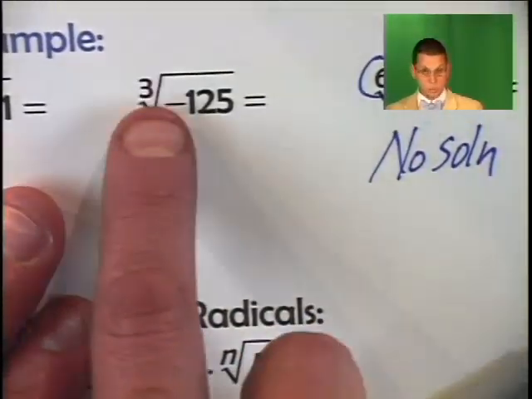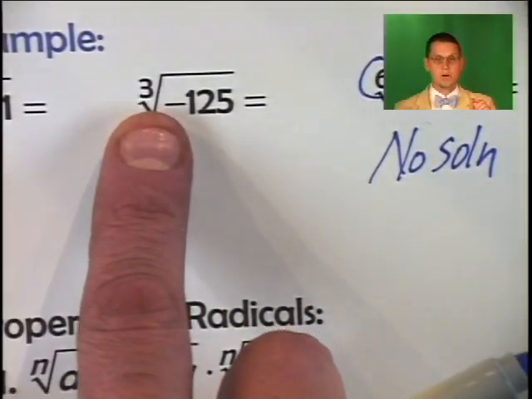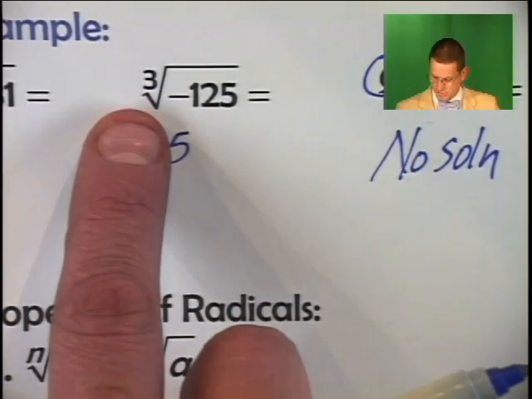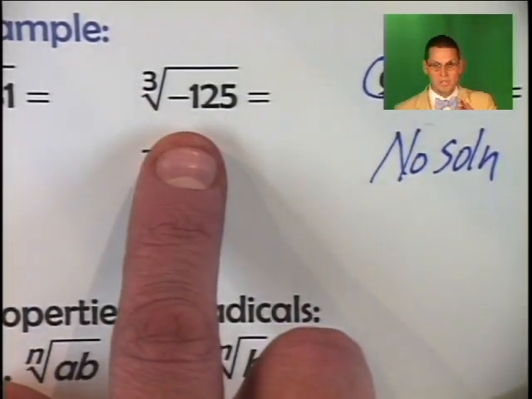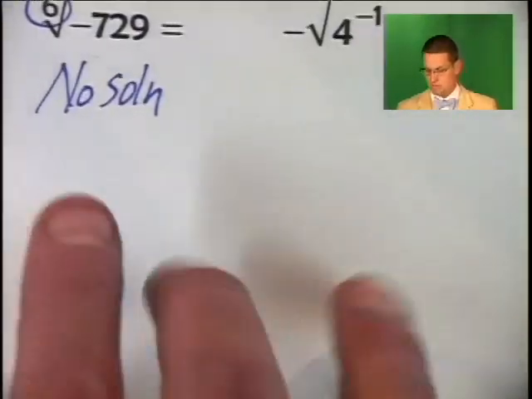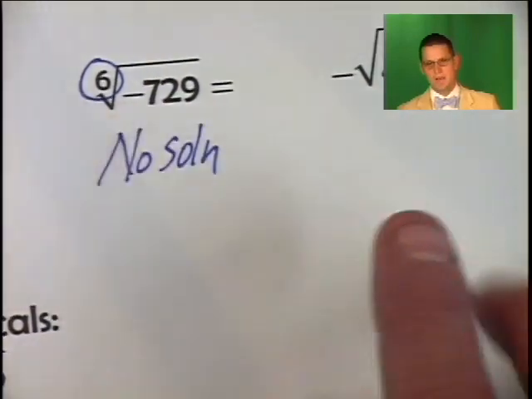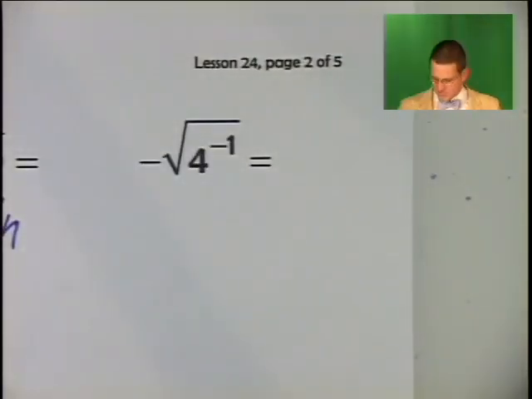There is no number that when you multiply by itself 6 times will give you a negative. Now remember, it worked for 3. 3 was an odd number. So we can multiply and get a negative number when there's an odd number of them. But when there's an even number of factors, we can't get a negative. All right?